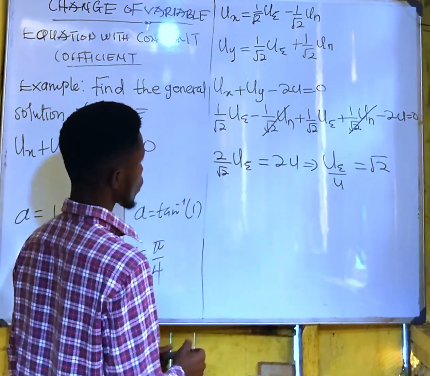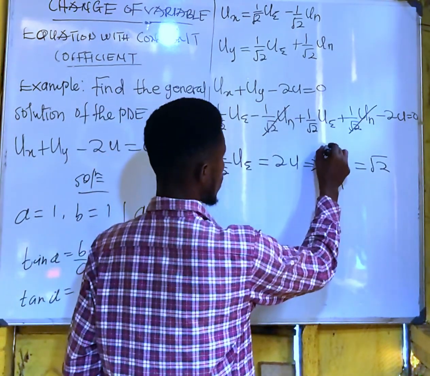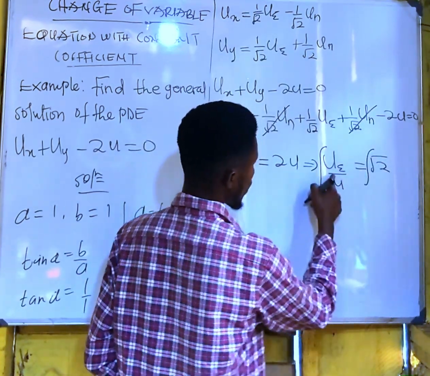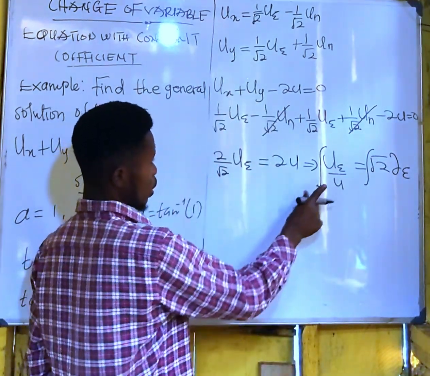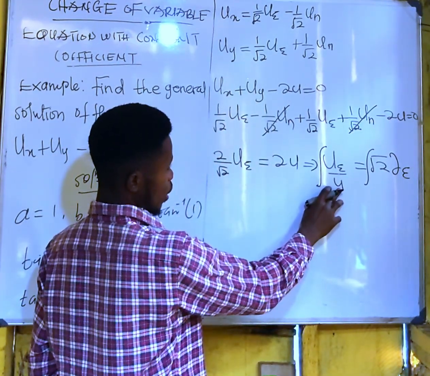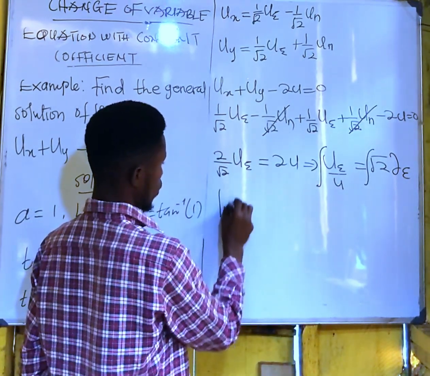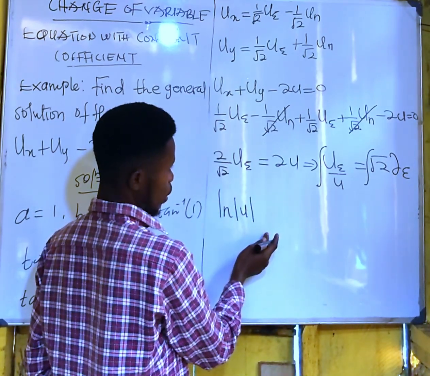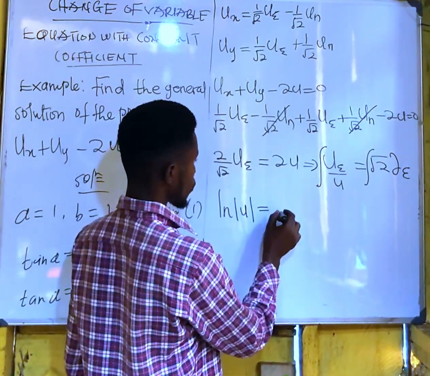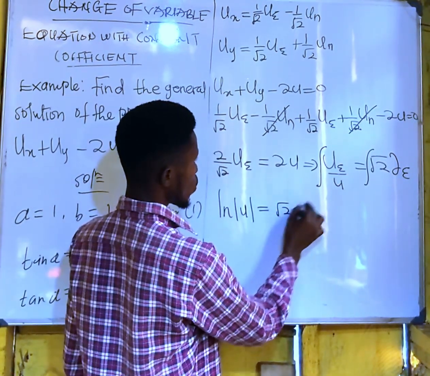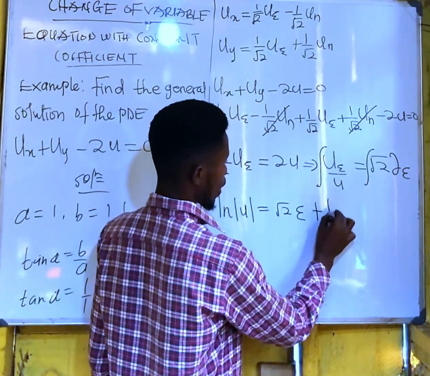Now from here, let's integrate this. Remember, this is u xi, which means that you are integrating this with respect to xi. Is that okay? If you integrate this, this will give you a function in derivative, so this will give you ln u. Is that okay? Good. It equals root 2, which is a constant with respect to xi, so root 2 xi plus ln of.